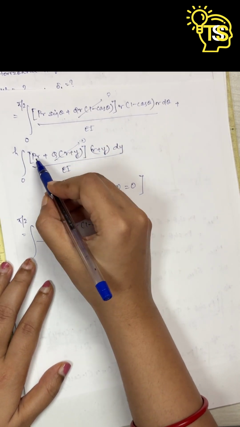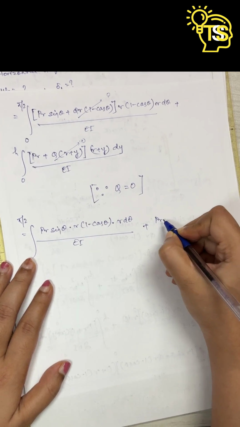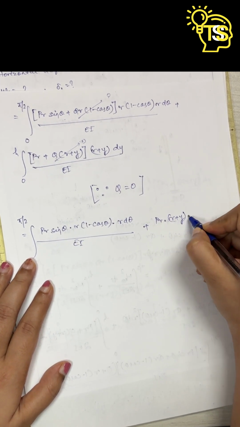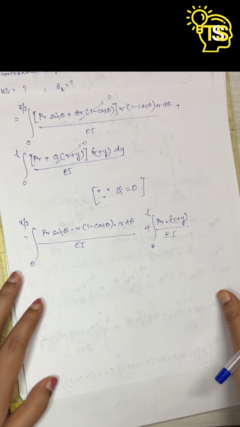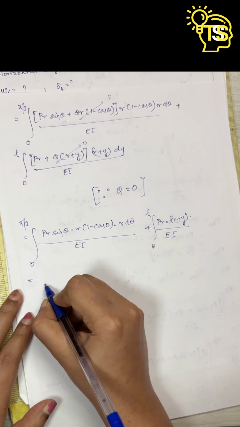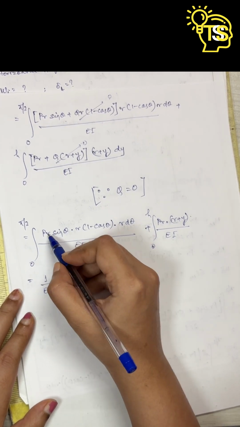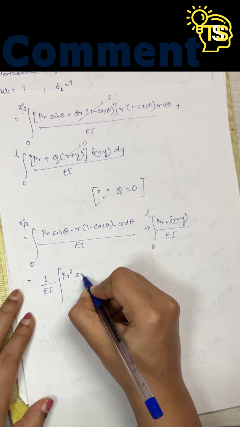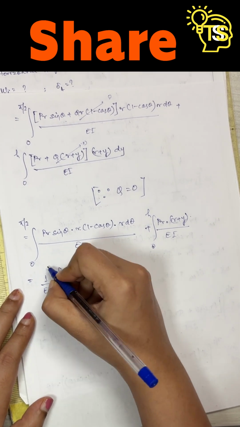Here in this bracket the value which is left is P R. So on opening the bracket we will get P R whole into (R plus y) upon EI, from 0 to h limit. Now let's bring this EI outside the integration. Now R into R will be R cube. So P R cube sin theta whole into (1 minus cos theta) d theta from 0 to pi by 2.